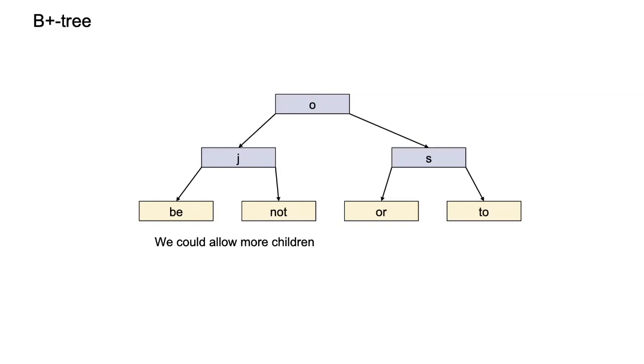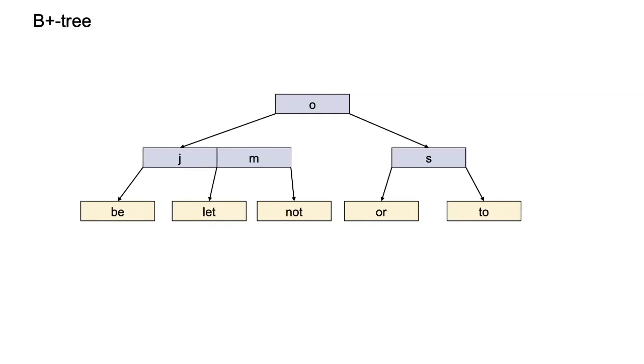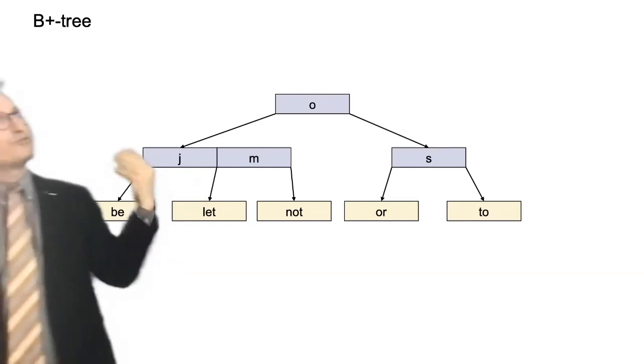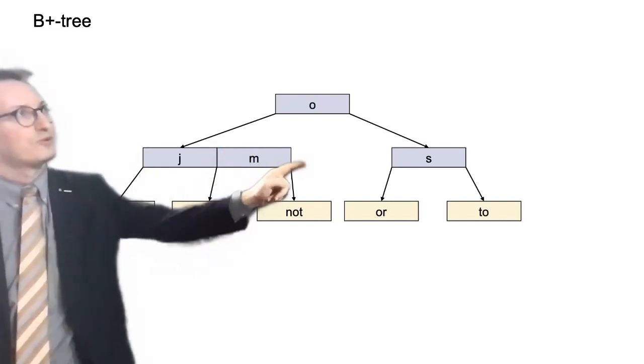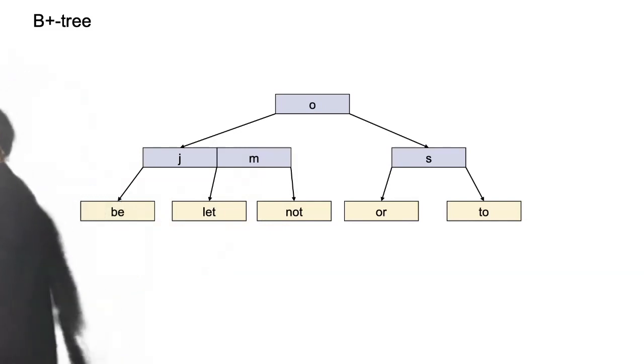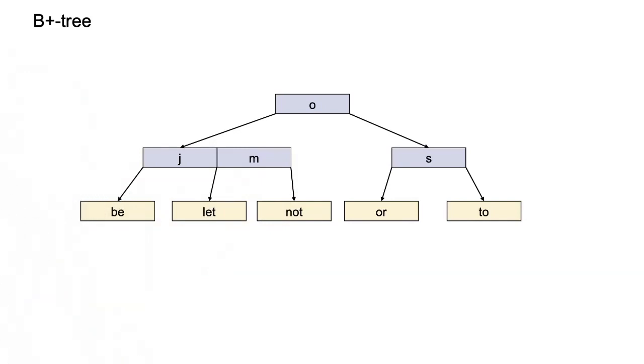Instead, what we do is that we allow for more children, right? So instead of having just one value here with 2 children, one is smaller, everything smaller is on the left, everything larger is on the right. Now we reason with intervals. For example, in that case, everything that is before J is on the left, between J and M is in the middle, and after M is on the right. So you see how that generalizes to more than 2 children, right?